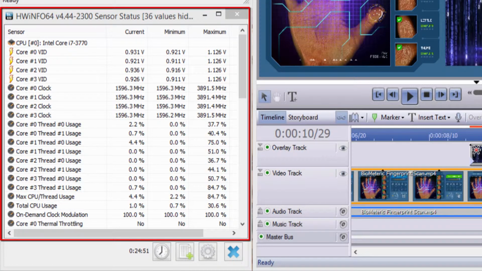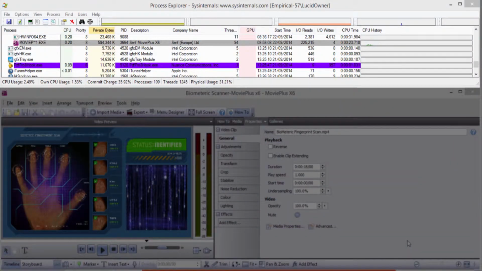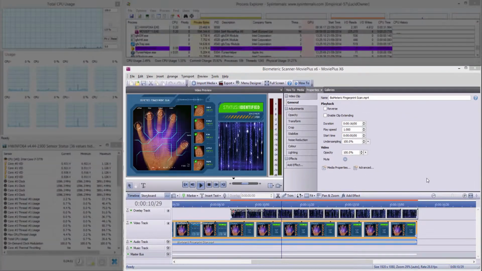But I want to be able to look at the other parts of the platform, and that's what Hardware Info allows me to do. So I will be monitoring things like the I/O operations, the hard drive, as well as the GPU. So that gives me the system resources. Process Explorer is very, very useful to tell me what resources are consumed by the platform, and I can compare that with what resources are consumed by the MoviePlus process itself. That way I can measure how efficient this application is in using the platform.